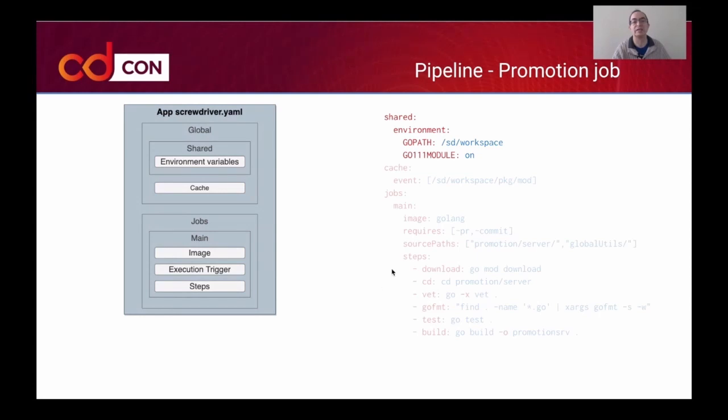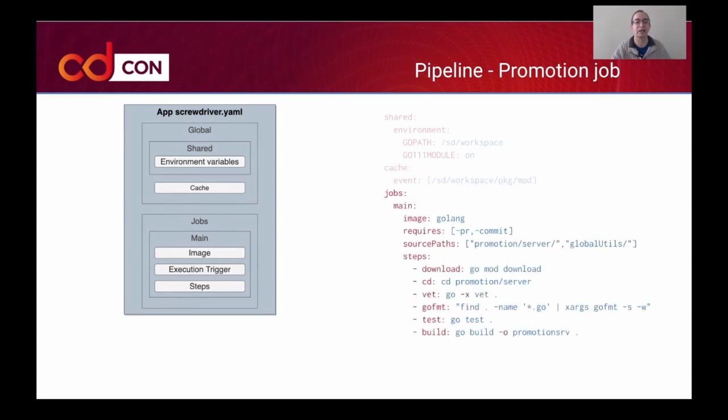So the shared, these are, for example, environment variables that will be shared for each job that runs in our pipeline. Another cool feature of Screwdriver is that you can cache any particular folder or folders. And in this case it is the package modules, so that they don't need to be re-downloaded every time we run our pipeline. So this will be stored locally in Kubernetes.